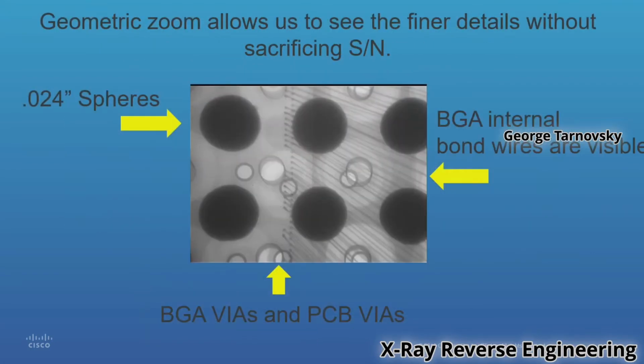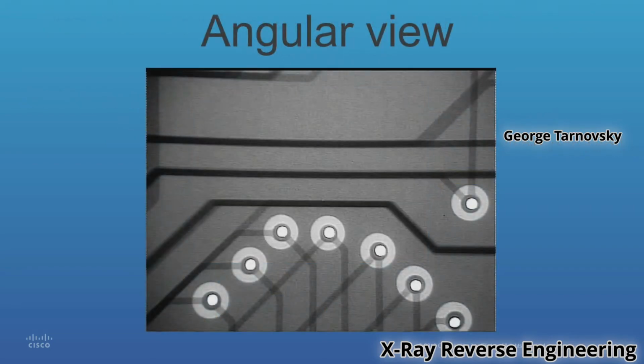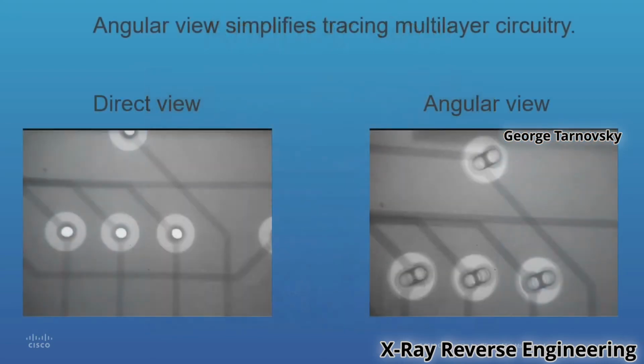So here's a typical view of a BGA, and what you're seeing here are the spheres, the balls of the BGA. You're seeing the via of the circuit board, and then the via on the BGA board. And then, of course, the internal bond wires that are making connections to the die, which is edged right here. So is that clear to everybody? All right, I thought so. So moving right along. This angular view I'm going to skip, but you can see what happens.